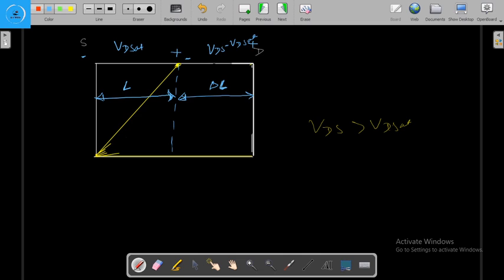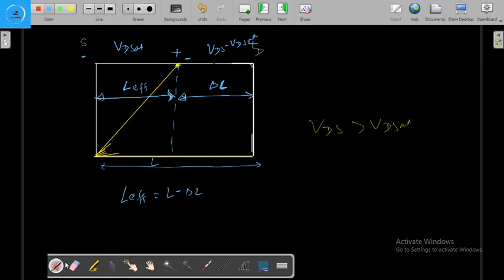So our effective channel length is getting reduced. This is the delta L, and this much was our channel. Now this is the effective channel length. So L effective will be equal to, the total length is L, so L minus delta L.